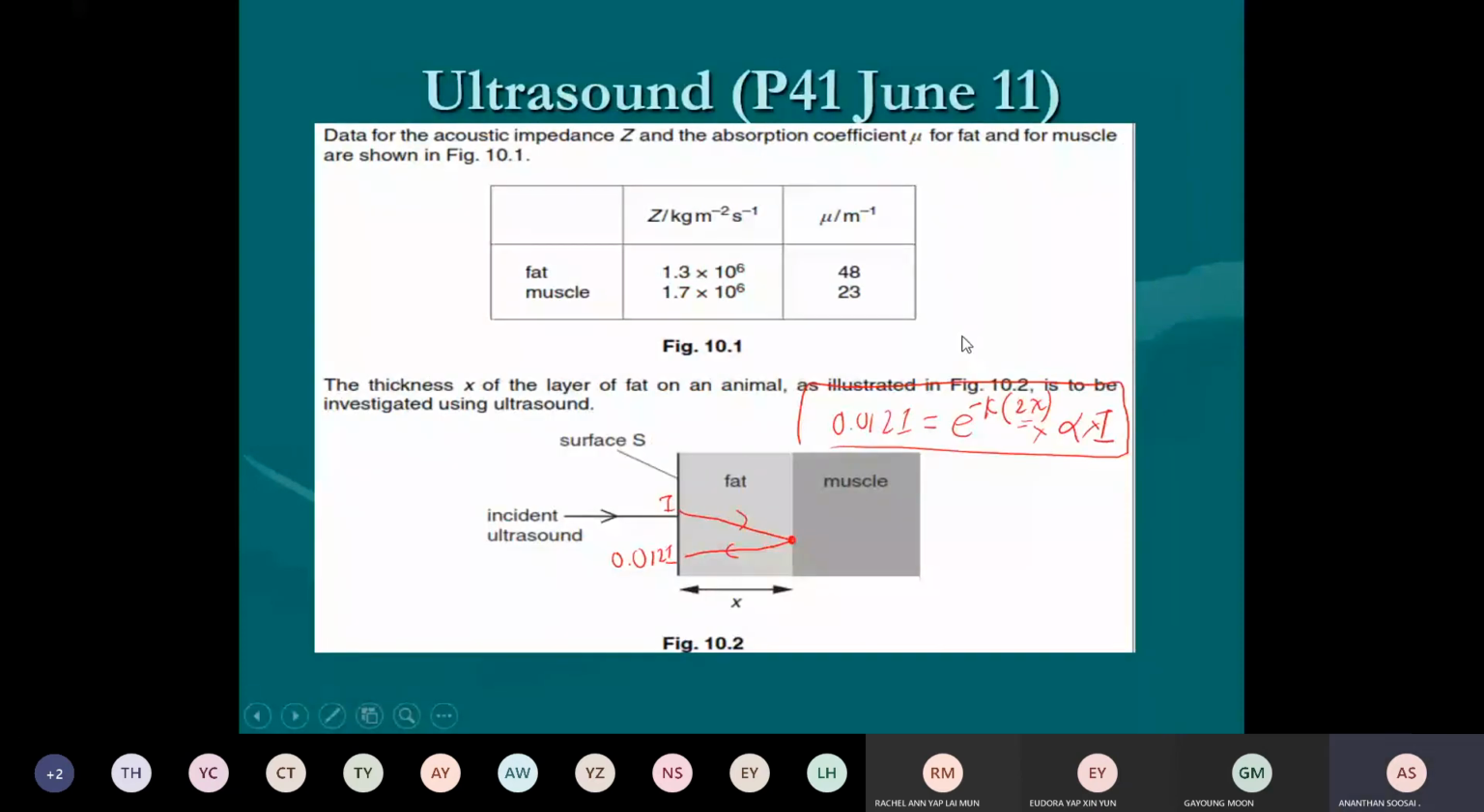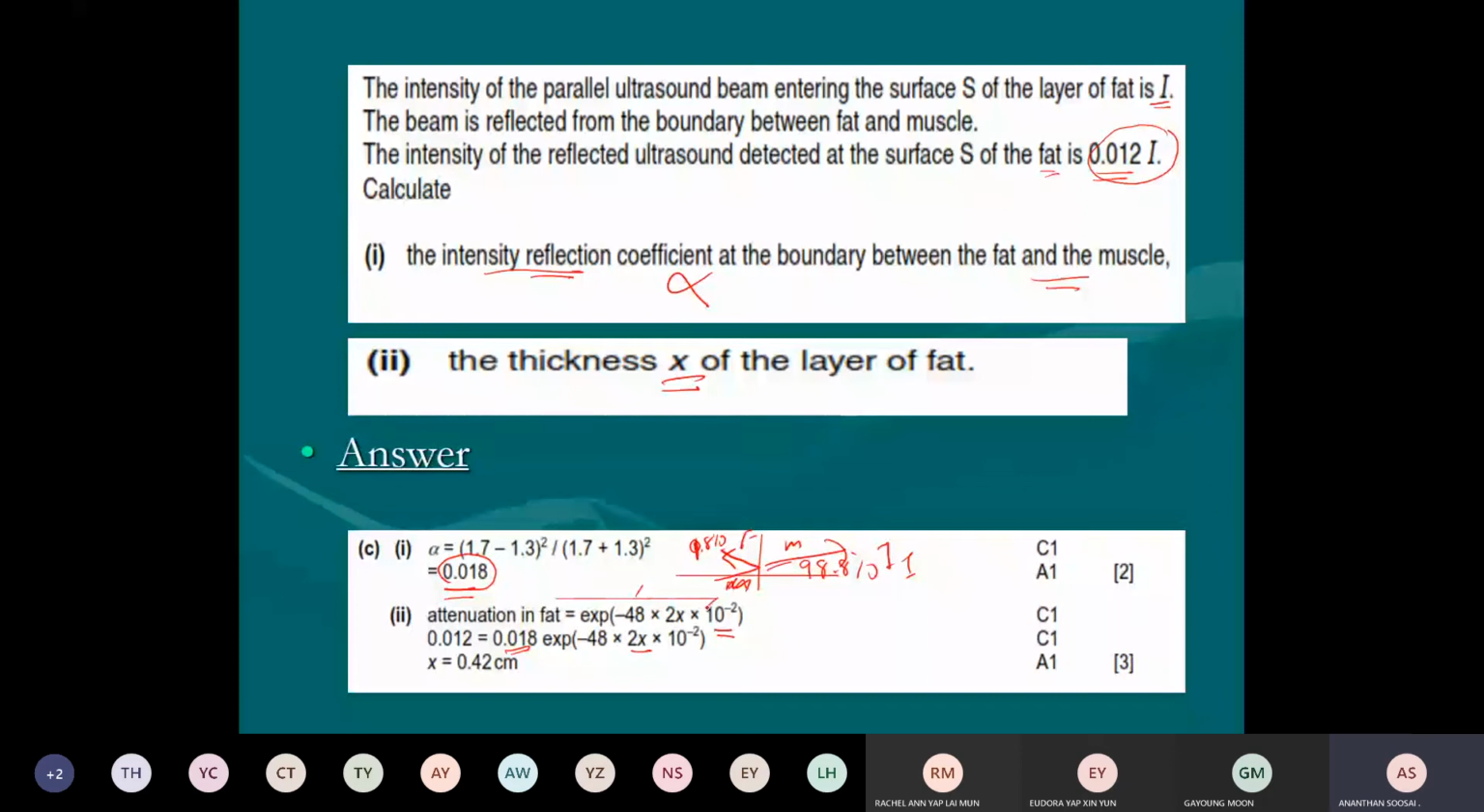So I think you don't need to put negative 2. You just put negative 48 times 2x. The x you will get is in meter, then change to centimeter. Make sure the answer you get is in meter, then you convert to centimeter. Okay, any questions so far?